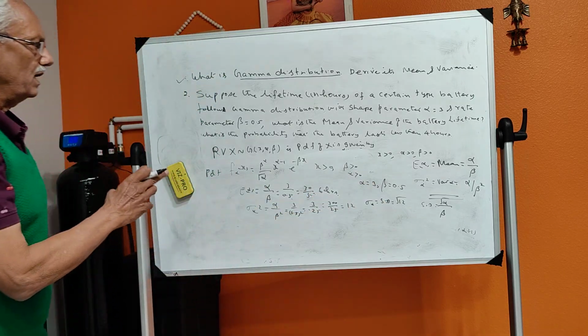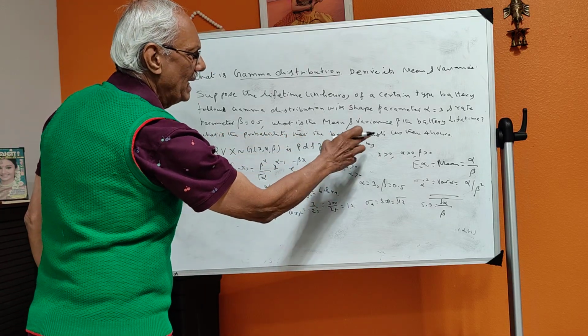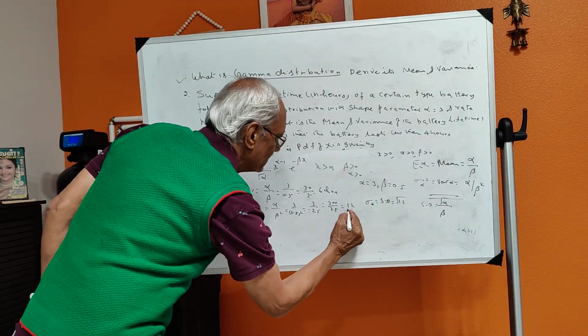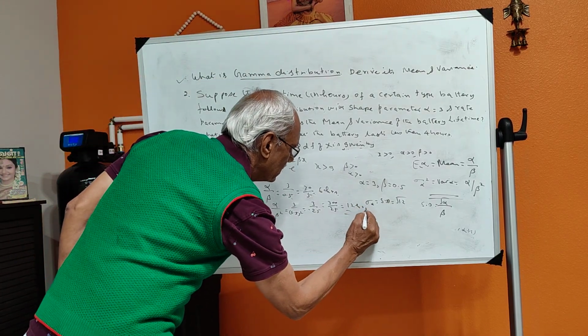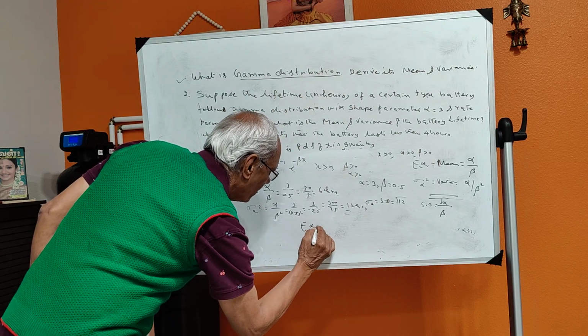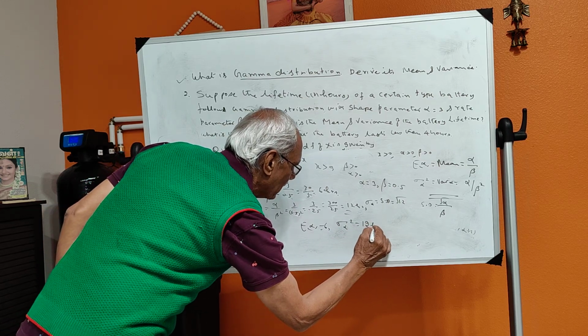Now how do we answer the last question? What is the probability that the battery lasts for more than 4 hours? So this is our answer, 12 hours. See, the mean of x is equal to 6 and the variance is equal to 12 hours.